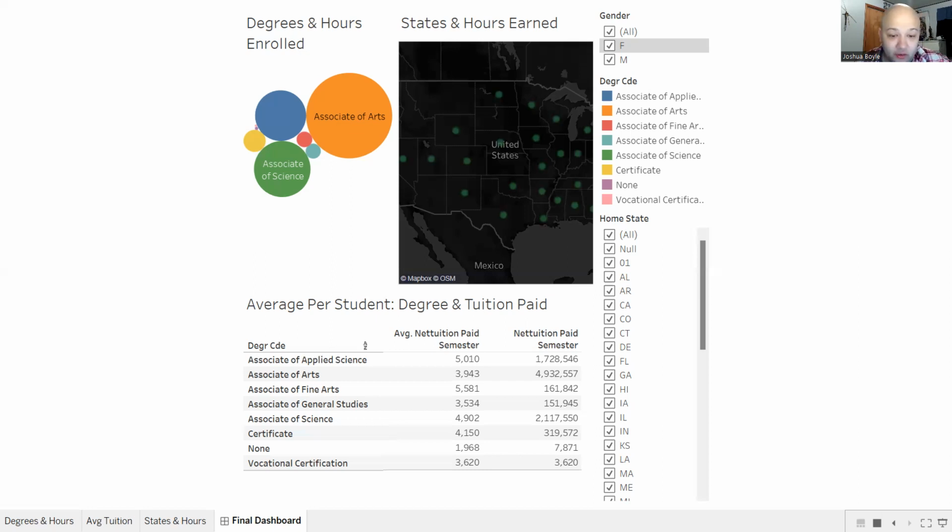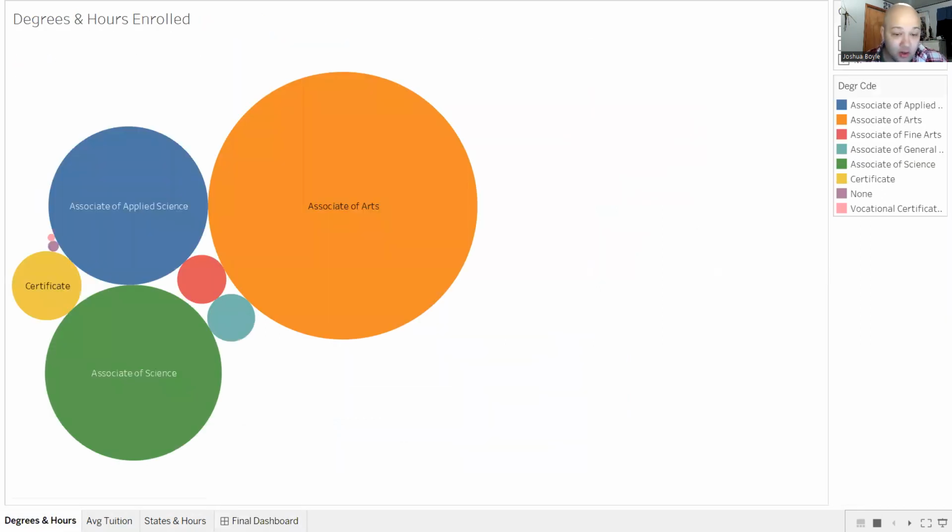For my first visualization, I used packed bubbles. Packed bubbles are a data visualization technique in Tableau that displays different data in circles of varying sizes, with the size of each circle representing the magnitude of a particular data point. I used the packed bubbles to visualize the relationship between the hours enrolled and the type of degree earned by students.